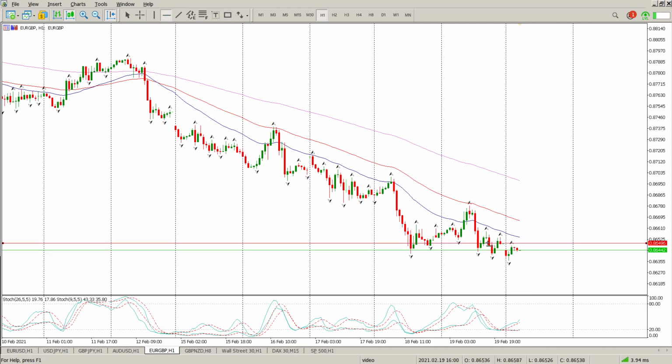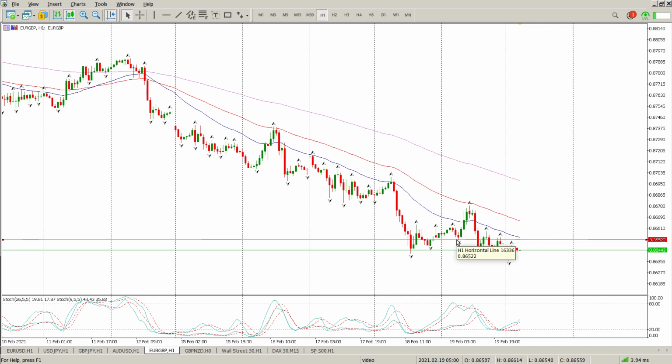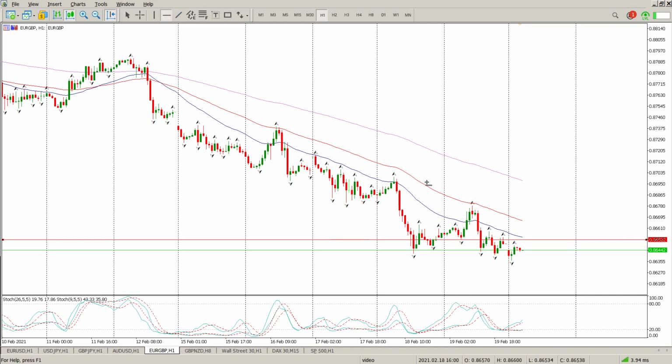So there are multiple levels here. I think the closest one at the moment is this one right here at 0.86522. But then just above it, you've got this area here, which is also a fairly decent one, 0.86613. So there's quite a bit to look forward to here. I think this trend is still continuing. No reason to be worried about it at the moment.